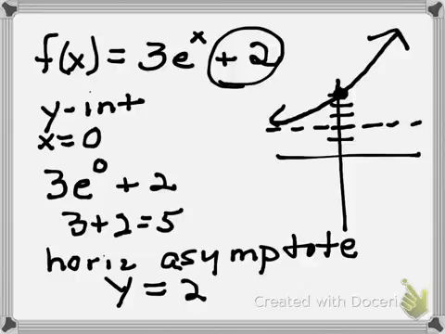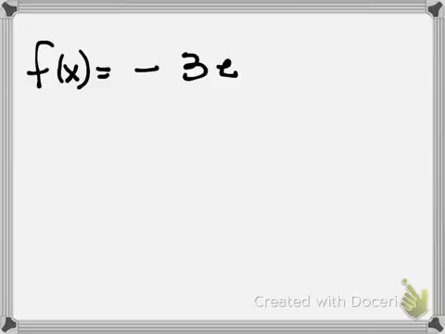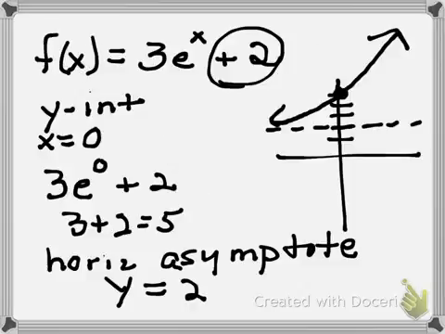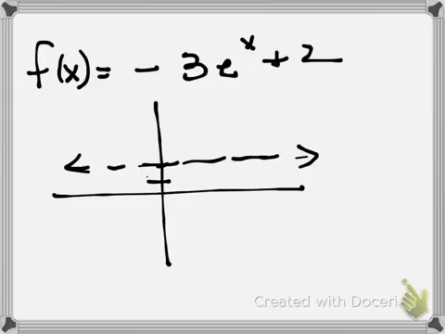Now, take it one step further. So now, if I have f of x equals -3 e to the x plus 2, I'm still going to have a horizontal asymptote at 2. But now, where the graph was going in this direction, it's now going to come down and go in this direction. So let's again find the y-intercept.